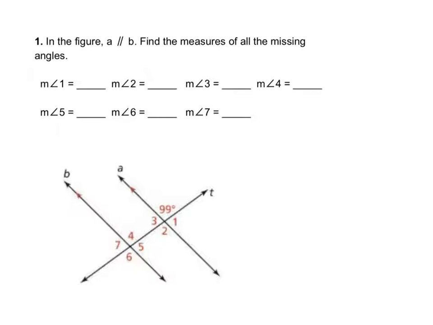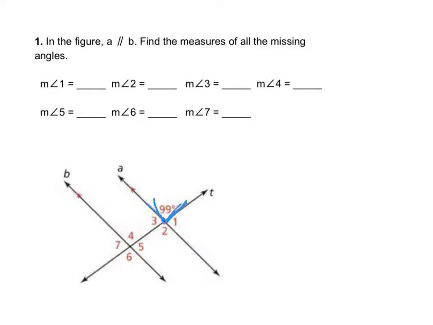If you take a look at example 1, it says in the figure A is parallel to B. Remember that those two lines represent parallel. Find the measures of all the missing angles. We're given one angle, and we're going to have to think through the different angle relationships that we've talked about so far to help us fill in the rest of these. For example, we are given the angle 99.